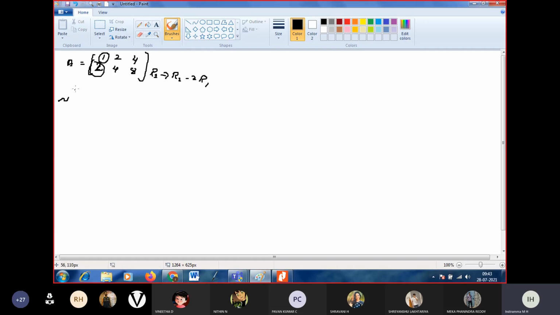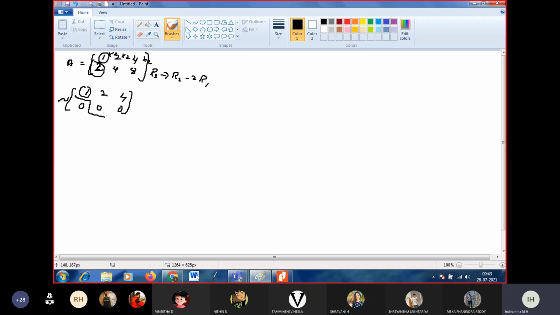There is no change in the first row: 1, 2, 4. For the second row, multiply the first row by 2. So 2 minus 2, 0. 4 minus 4 is 0 only, correct? Next, 8 minus 8, 0. Is it right? Yes, ma'am. Okay, this is the first pivot element.